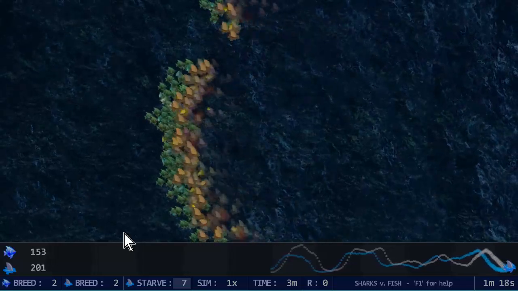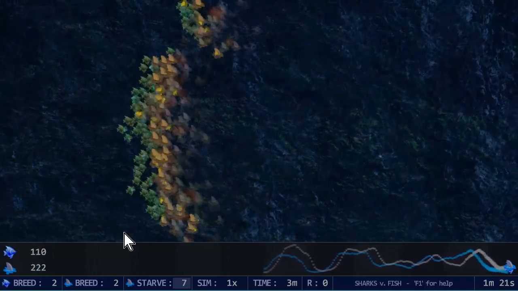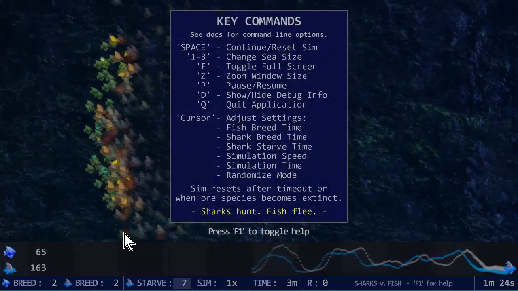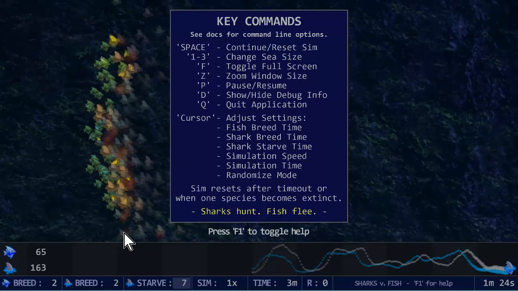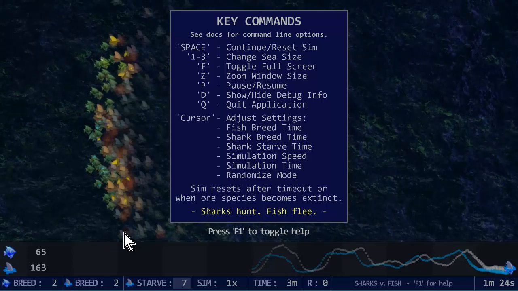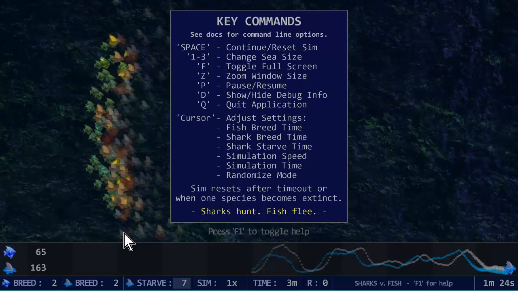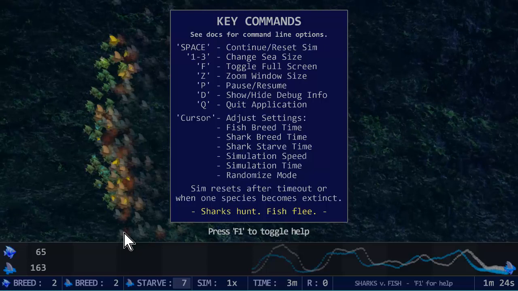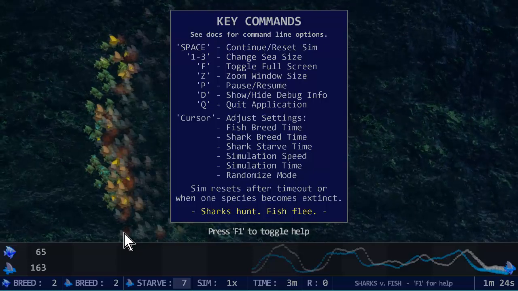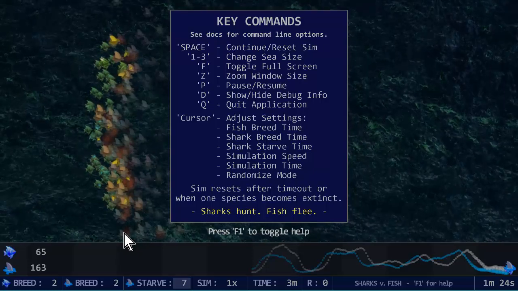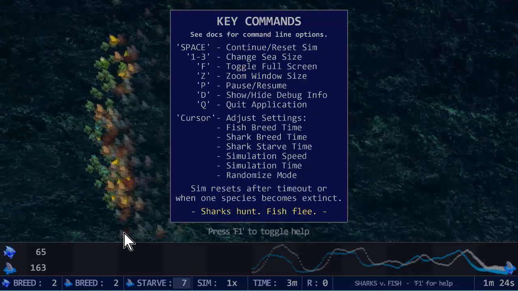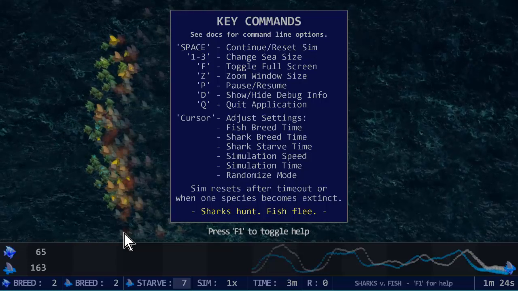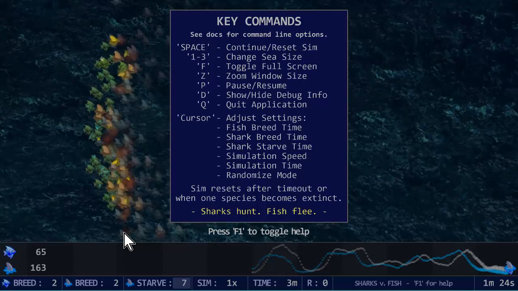So let's see some of the things that we can change. First of all, I want to point out that like any good Windows program, if you hit F1, you will get help, and that will tell you quite a bit about what the commands are. The parameters are all done with the cursor keys, and you can change them in real time, unlike the original simulation. So if things don't look like they're going right for one of the species, feel free to jump in and fiddle with some of the numbers to help them out. So help off.